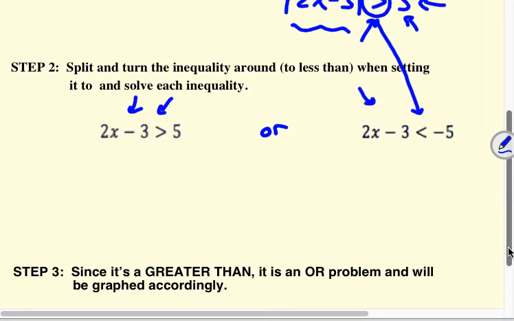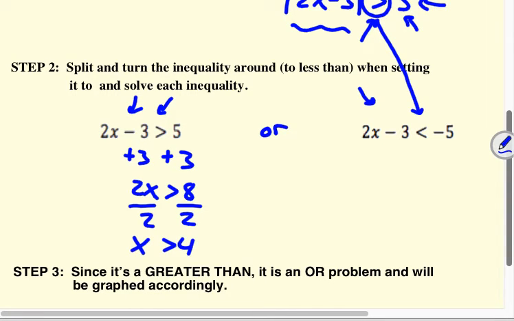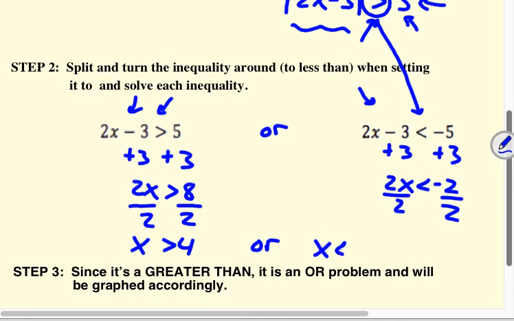So solving this one over on the left, I'm going to add 3 to both sides, and I get 2x is greater than 8, and finally divide both sides by 2, and I get x is greater than 4. So that's one of my solutions. Or, adding 3 again to both sides, I get 2x is less than negative 2, divide both sides by 2, and I get x is less than negative 1.